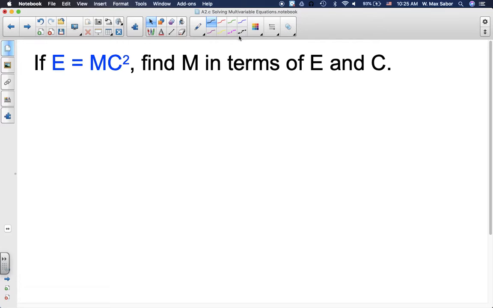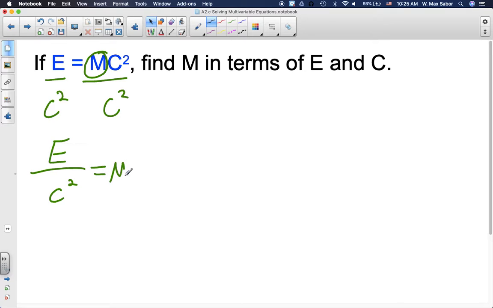E equals mc squared. Find the mass in terms of the energy and the speed of light. So m is what we're looking for. This is m times c squared, so we will divide by all this, which happens to be c squared. So energy divided by the speed of light squared is the mass.